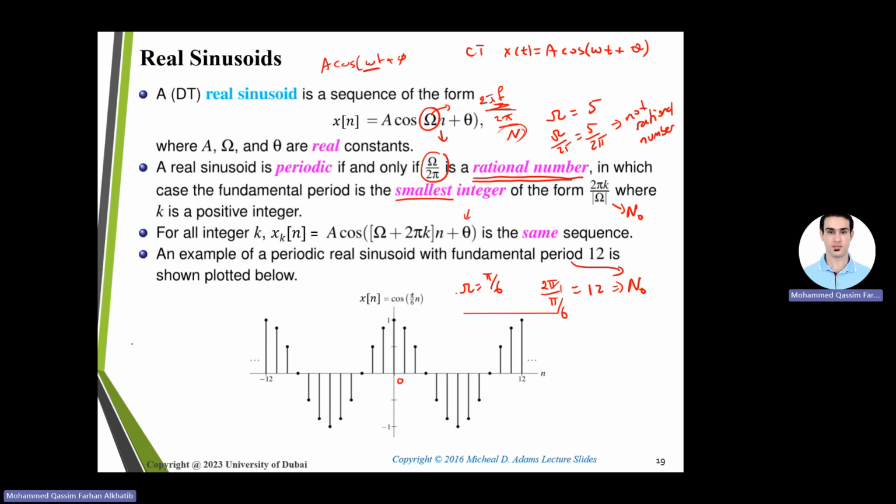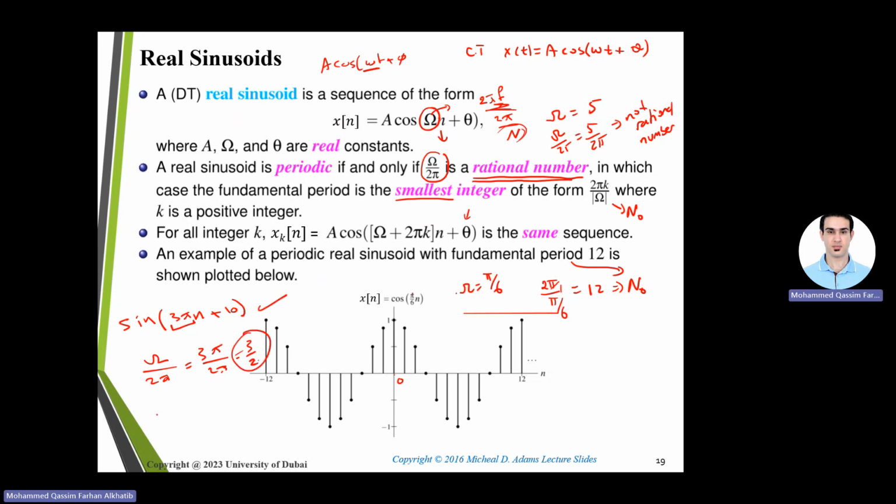So, for example, if you were provided this function sin(3 pi n + 10), and I ask you, is this periodic or not? So you take this omega, omega over 2 pi, how much? 3 pi over 2 pi, that's 3 over 2. Is this rational? Yes, then it is periodic.